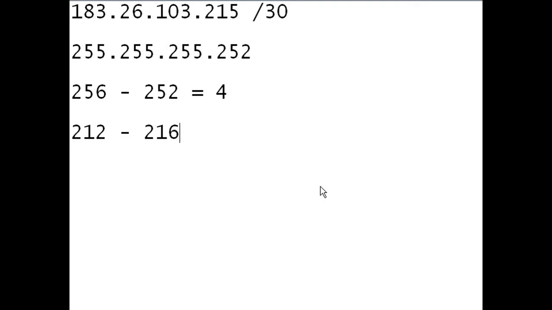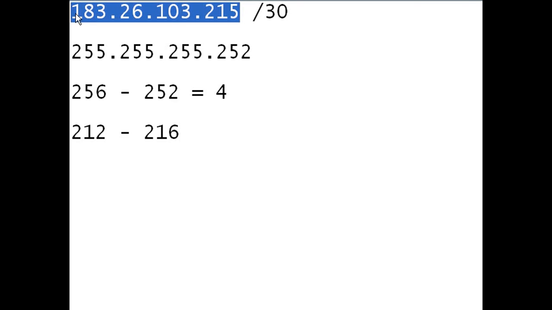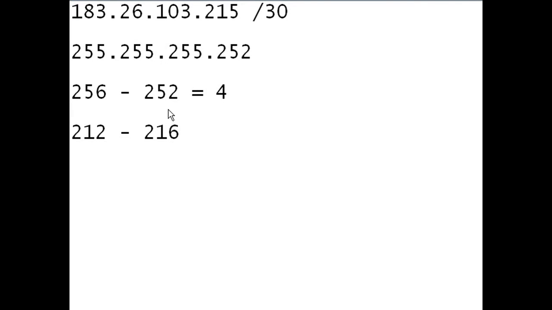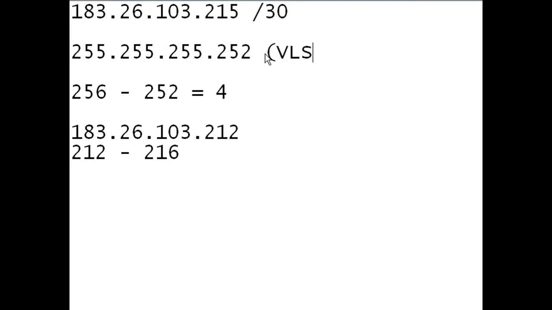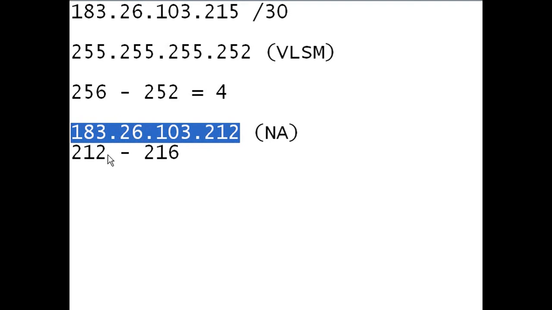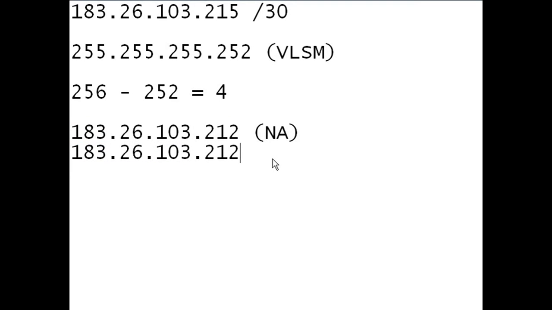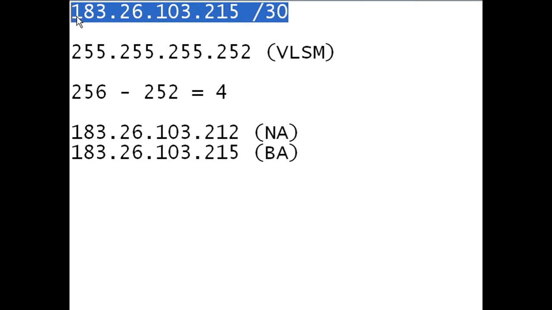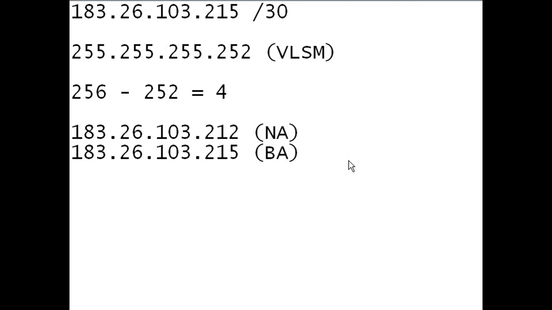This is VLSM. So 212 is the network address. The given address is nothing but my broadcast address. 215 is the broadcast address, and in this range I have two valid addresses. So this is not a valid address. I get only two valid addresses, that is 213 and 214. So this is not a valid address.